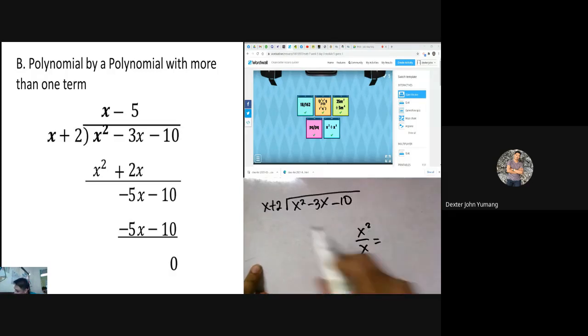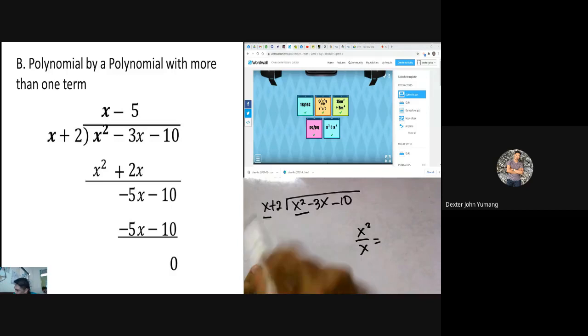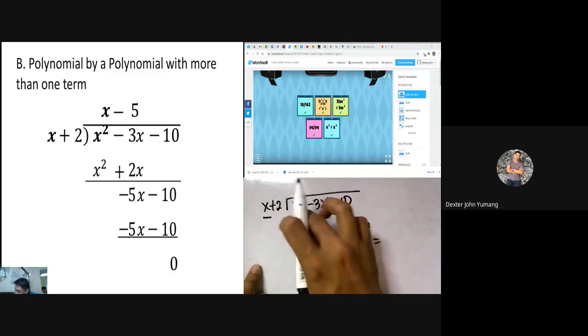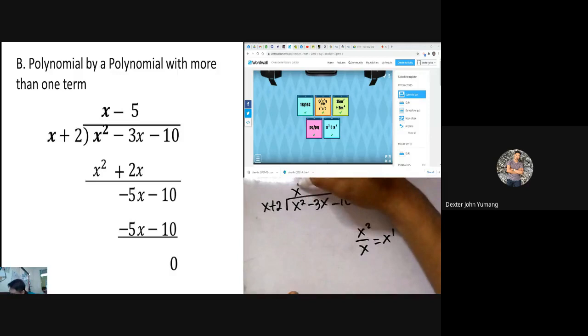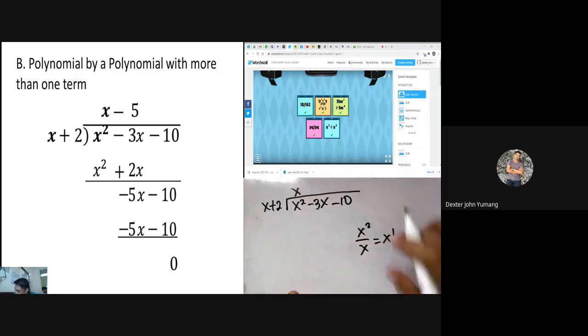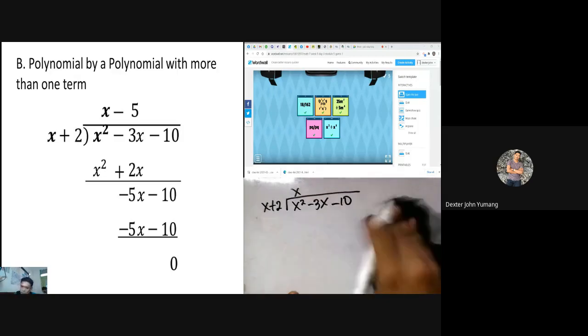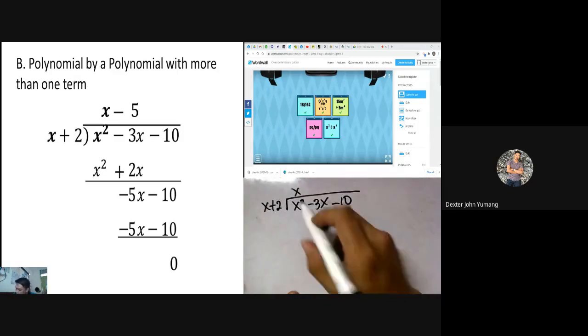Saan po galing tong x squared? Ito po. Divided by x. Yan po. Okay? So, nakuha na. X squared divided by x, magiging x raised to 1 na siya. 2 minus 1, invisible 1. So, yan na yung ilalagay dito sa taas. X raised to 1. Pwede na pong x na lang. Kasi invisible man siya. Okay, next. Multiply naman tayo.